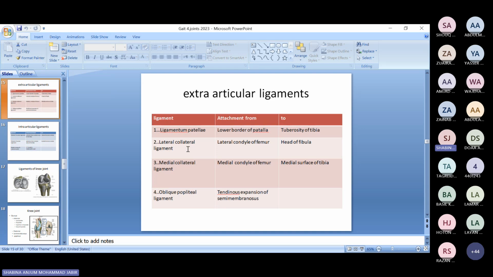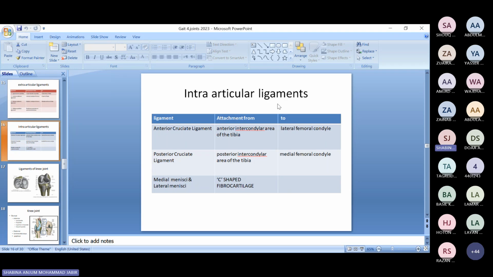Then we have the lateral collateral ligament laterally, from the lateral condyle of the femur to the head of the fibula. Medially we have the medial collateral ligament, which is from the medial condyle of the femur to the medial surface of the tibia. Posteriorly we have the oblique popliteal ligament, which is the expansion of the semimembranosus muscle.